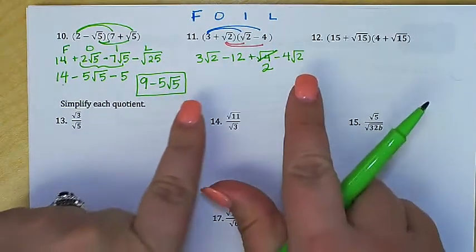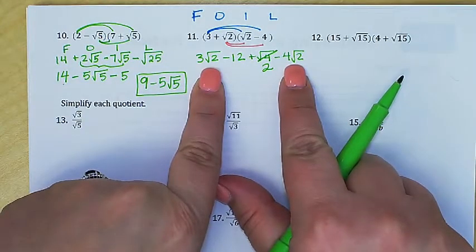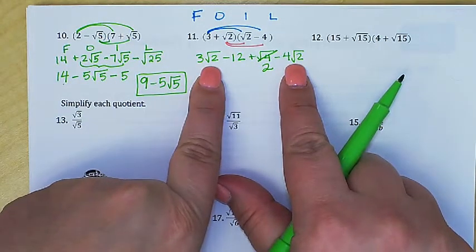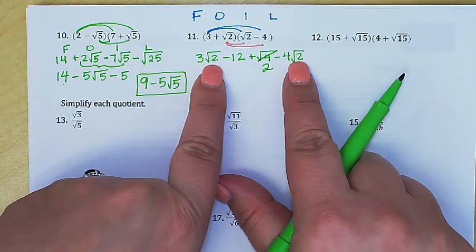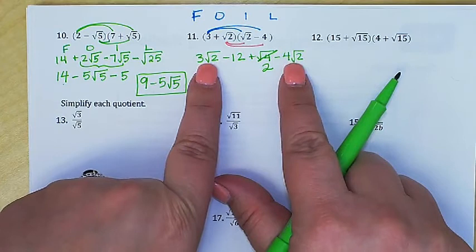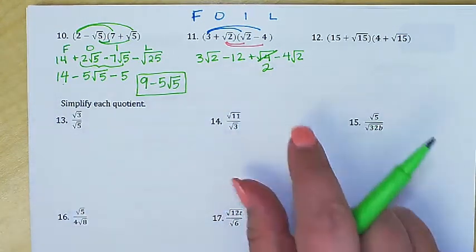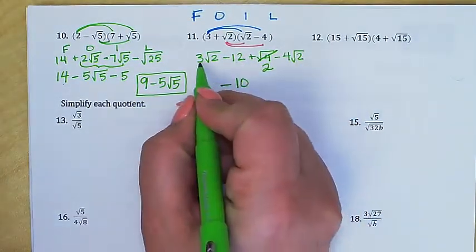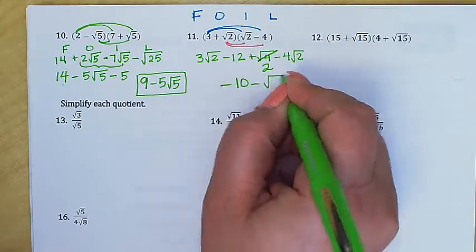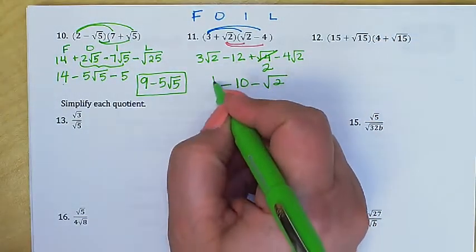And that lets us see more clearly what our like terms are that we might be able to combine. We have like radicals here. So we've got a positive 3 and a negative 4, and they're both square root of 2, so we'll be able to do that. And then we've got these constants, or these whole numbers, negative 12 and 2. So negative 12 and 2 is negative 10, and then 3 and negative 4 is negative 1 square root of 2. So whether you put the 1 there or not, this is your result.